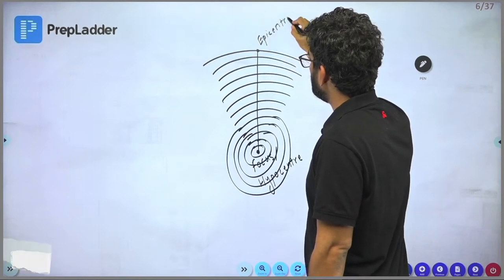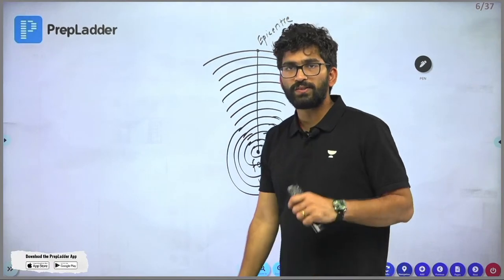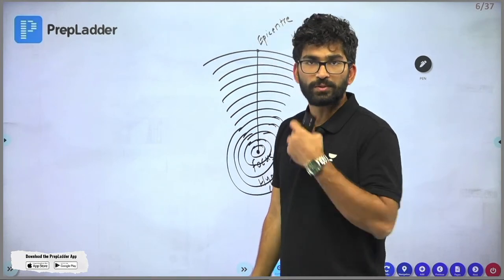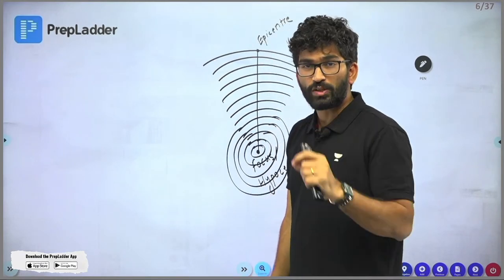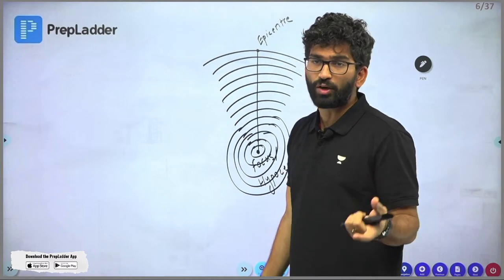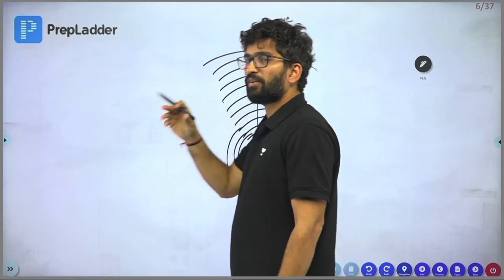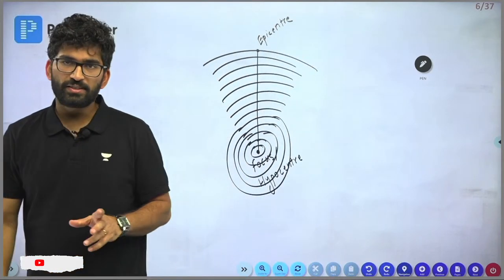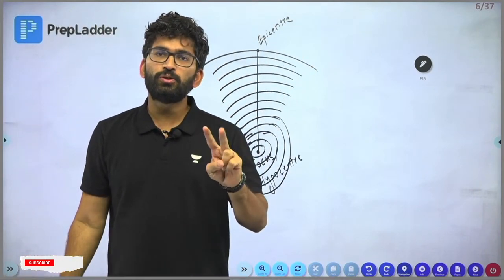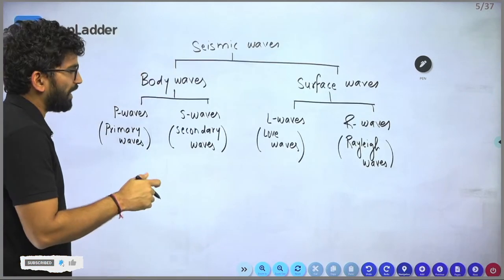Now see, epicenter is the closest point on the surface of the earth from the focus. So, this epicenter is the one where the surface waves will be created. Now understand this. Surface waves get divided into two parts over here: L waves and R waves, alright?